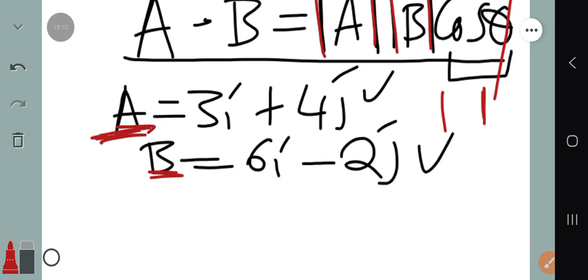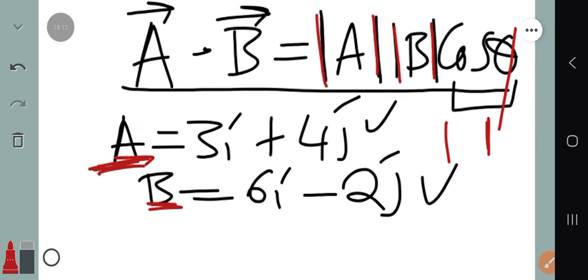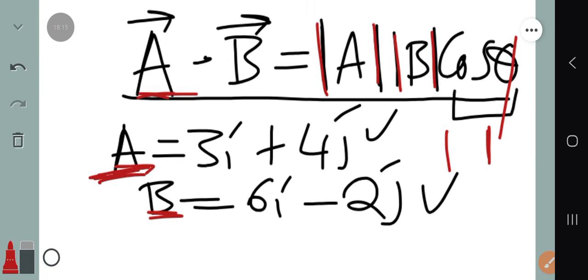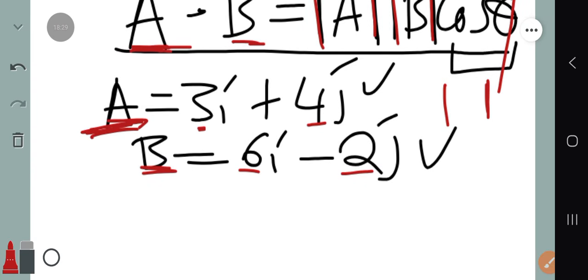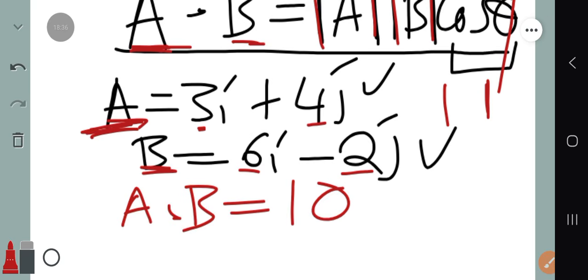First of all, we need to know the dot product of A and B. To find the dot product of A and B, we multiply the coefficient of i plus the coefficient of j, which we did. A dot B was 10, all right?